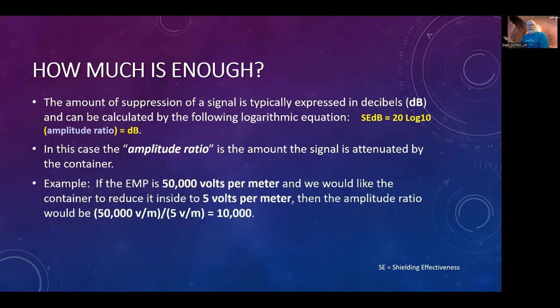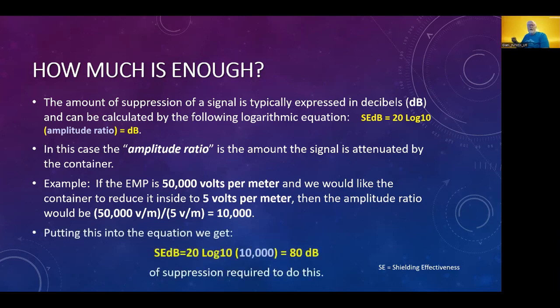Again, if the EMP is 50,000 volts per meter, and we want the container to reduce it inside of the container to 5 volts per meter, then the amplitude ratio would be 10,000. That's 50,000 divided by 5. And so you plug that into the equation, 20 times the log of 10,000 is 80 dB. As a matter of fact, the 80 decibel is the military standard for EMP shielding. Again, this is assuming that we're dealing with a 50,000 volts per meter EMP.